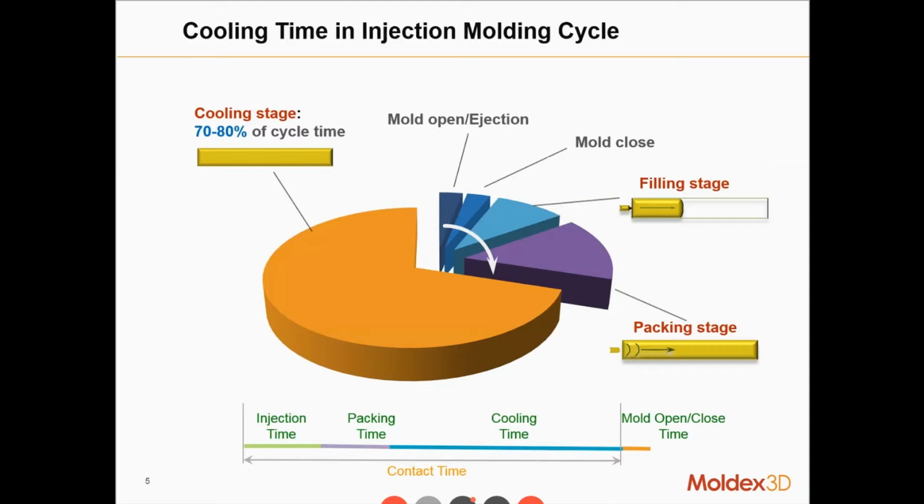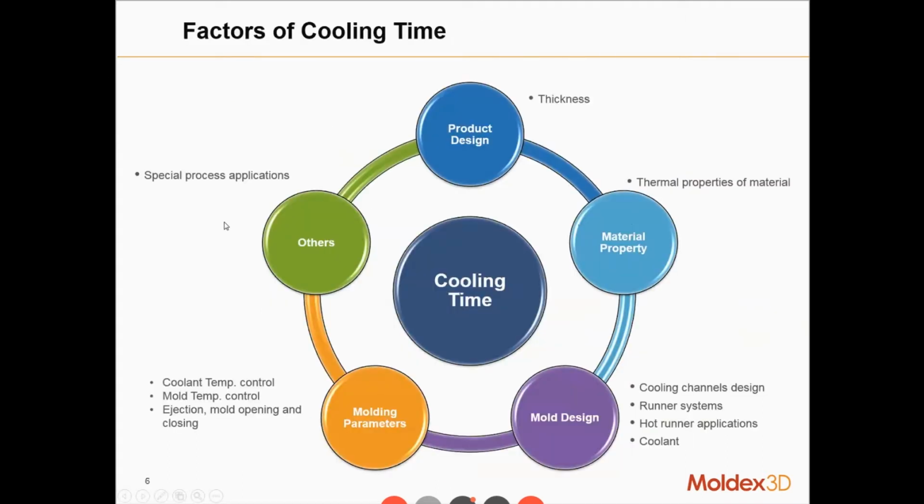Now, this is a graph showing you how much time the cooling stage needs, in a visualized perspective. After the mold closes, you have the filling stage and then the packing. The boundary between the packing stage and the cooling stage is the gate sealing, hopefully, and we're going to take 70 to 80% of the cycle time to cool the whole part to the ejection temperature.